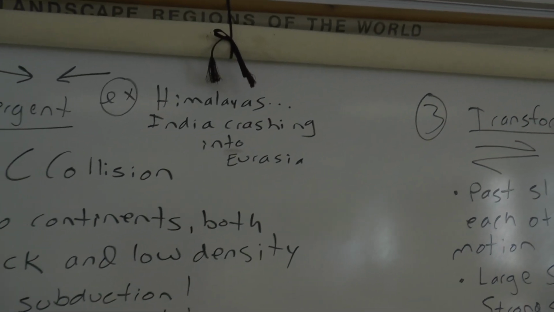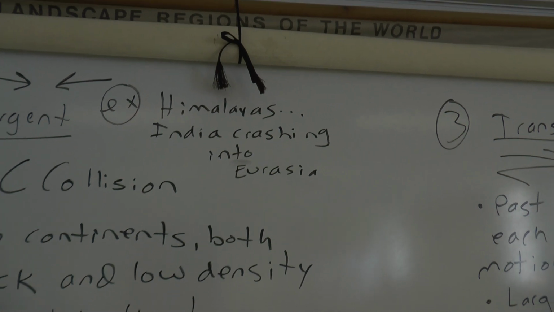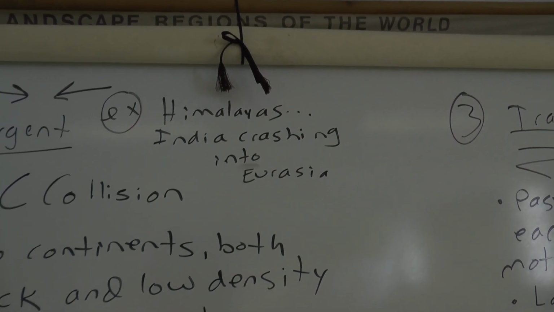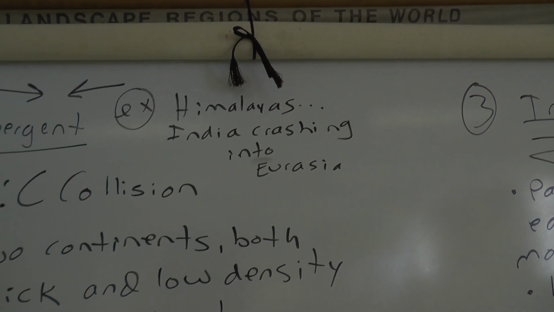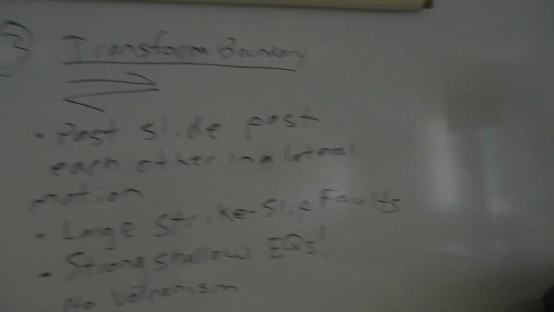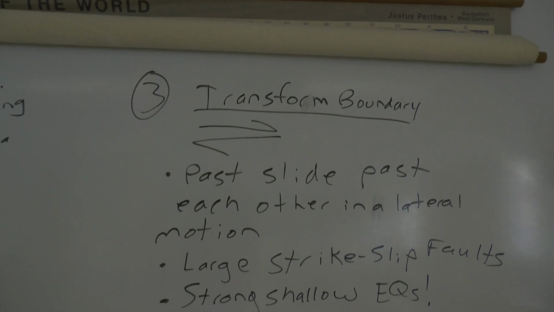Our best example, of course, is the Himalayas, where you have India crashing into Eurasia. And do they have earthquakes in the Himalayas from time to time? The answer is yes. We've seen that a couple of times in recent years, and there's been tragedy every time it happens. All right, moving on now to our third and last type of plate boundary, the transform boundary.